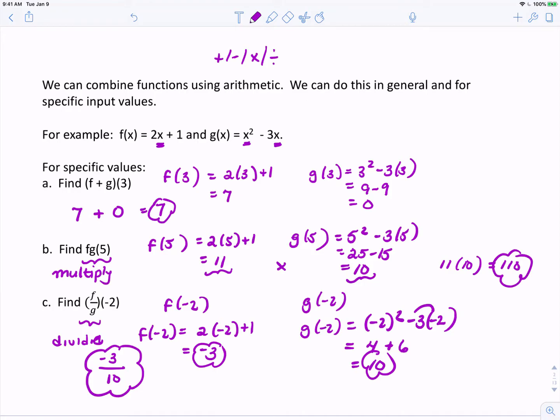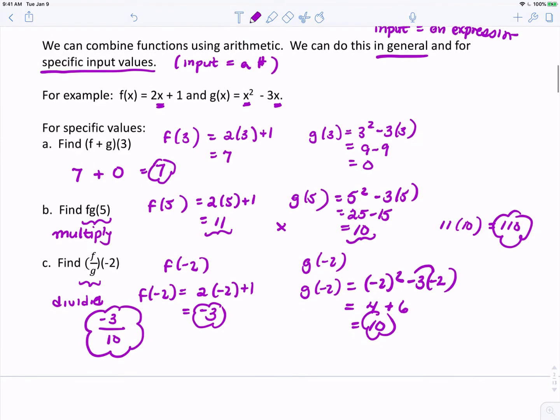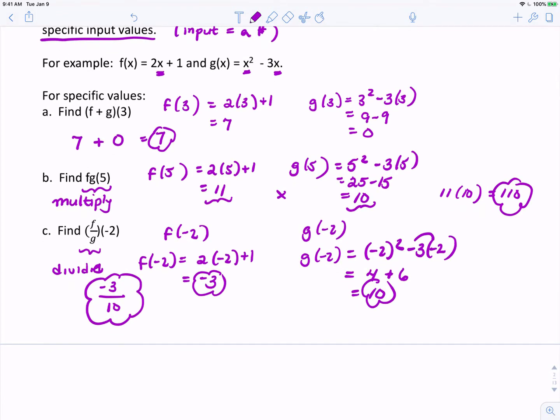So those were examples of specific input values. Specific input values means that your input is a number. We can also do this in general. In general means that your input is an expression, something involving a variable. So for example, if we did the same thing, only we asked ourselves, what is f plus g of a?